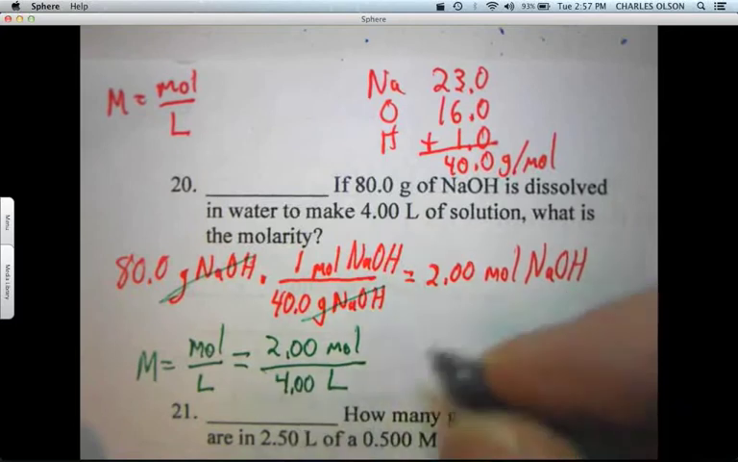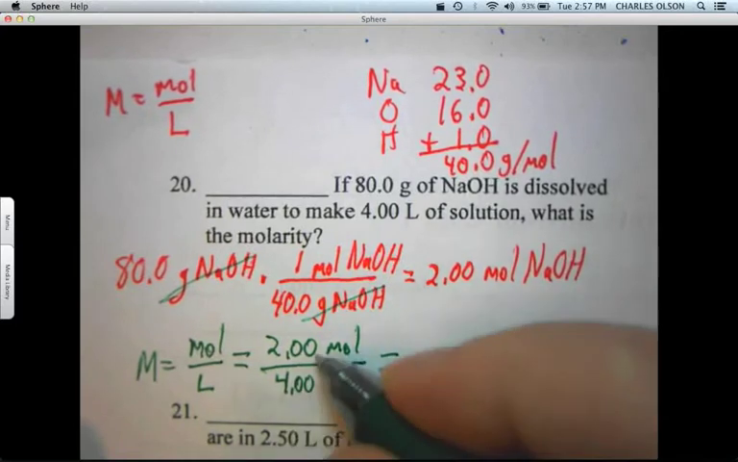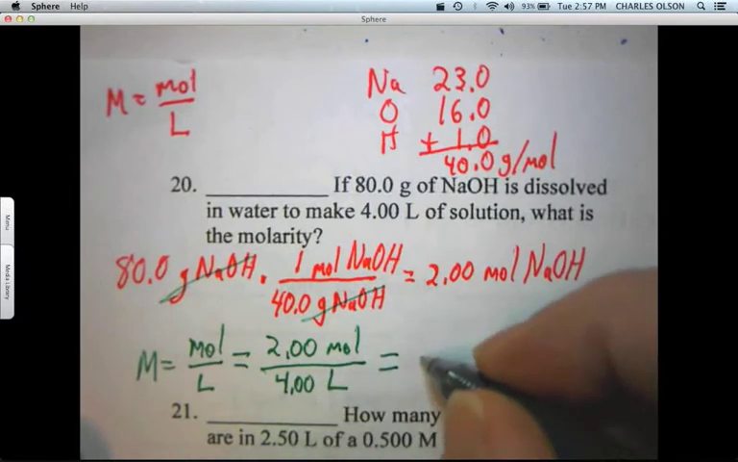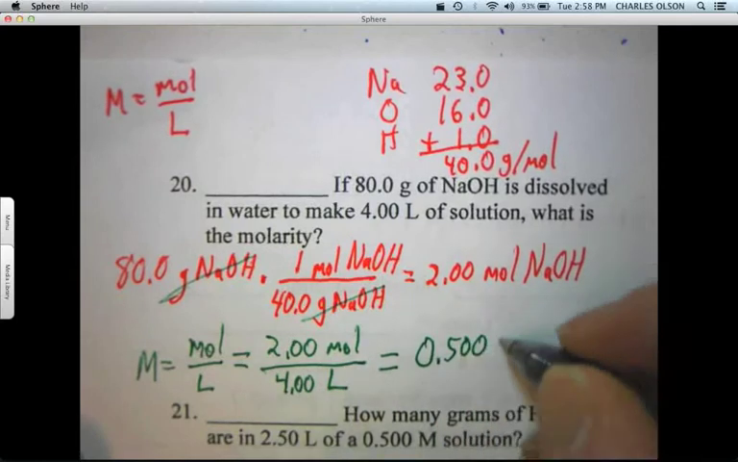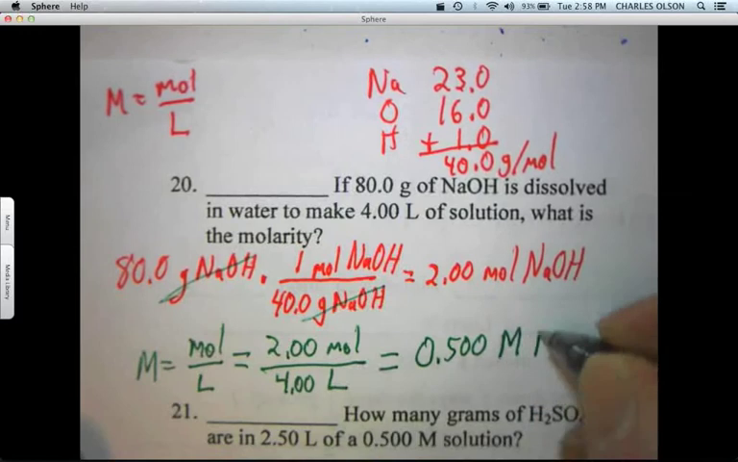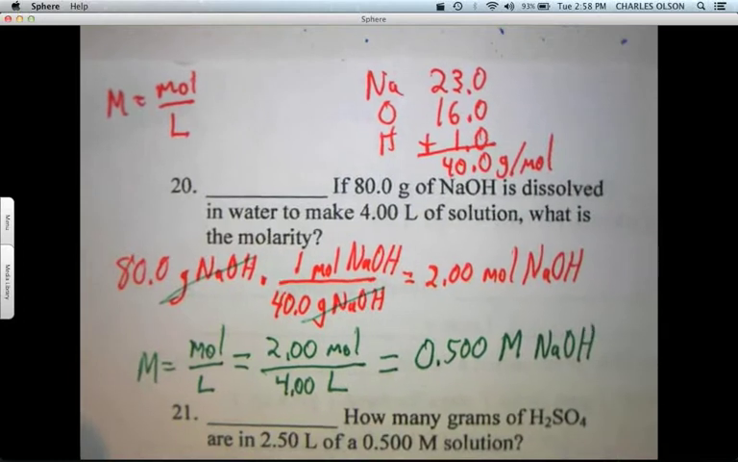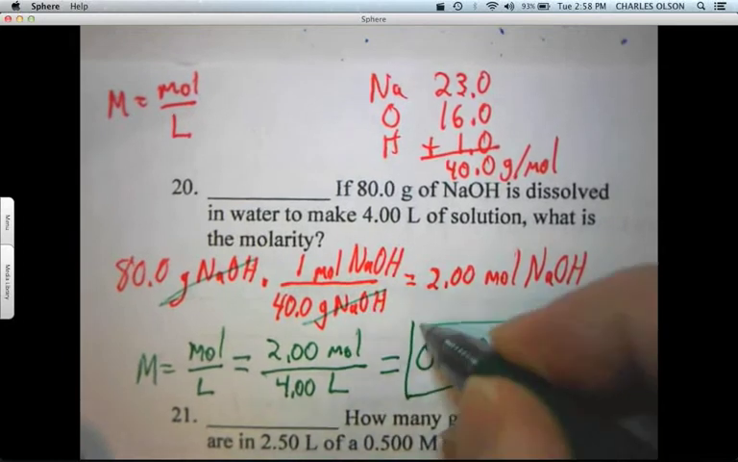So 2 divided by 4, that's very easy. We should have 3 sig figs. 3 and 3, the fewest is 3. And so we get 0.500 molar NaOH. Great. That's question 20. There's our answer. We'll box it to make it really clear.